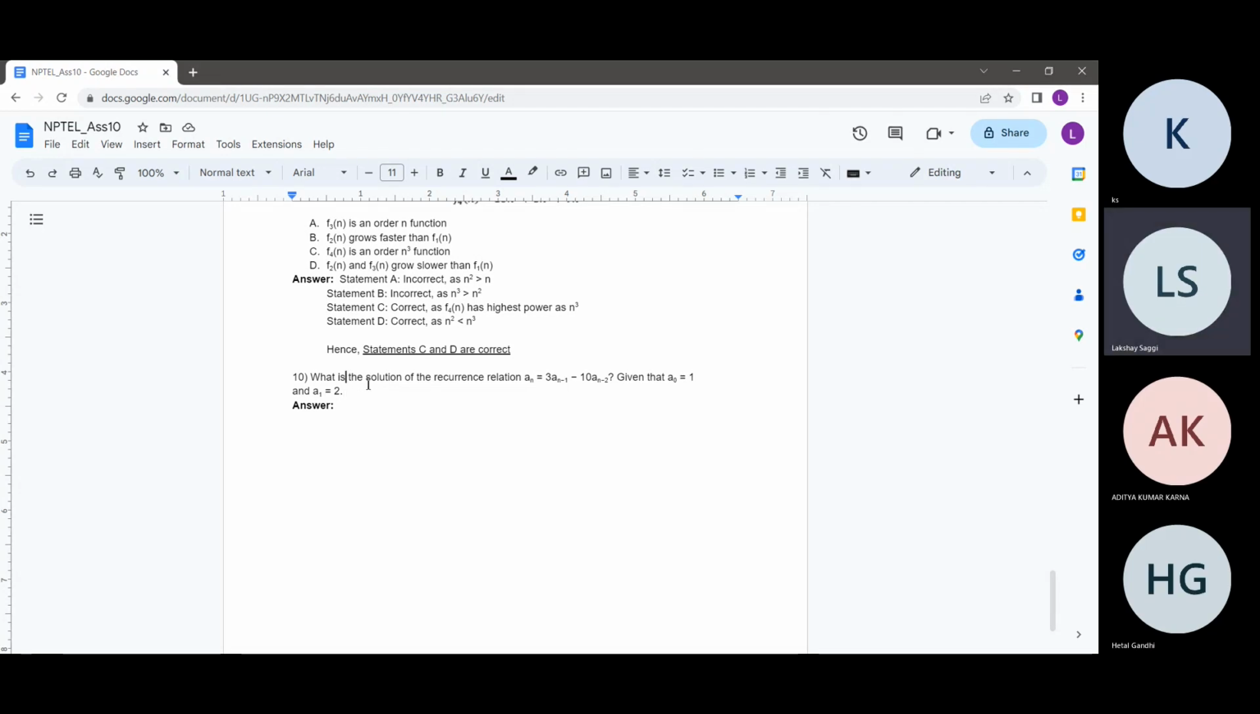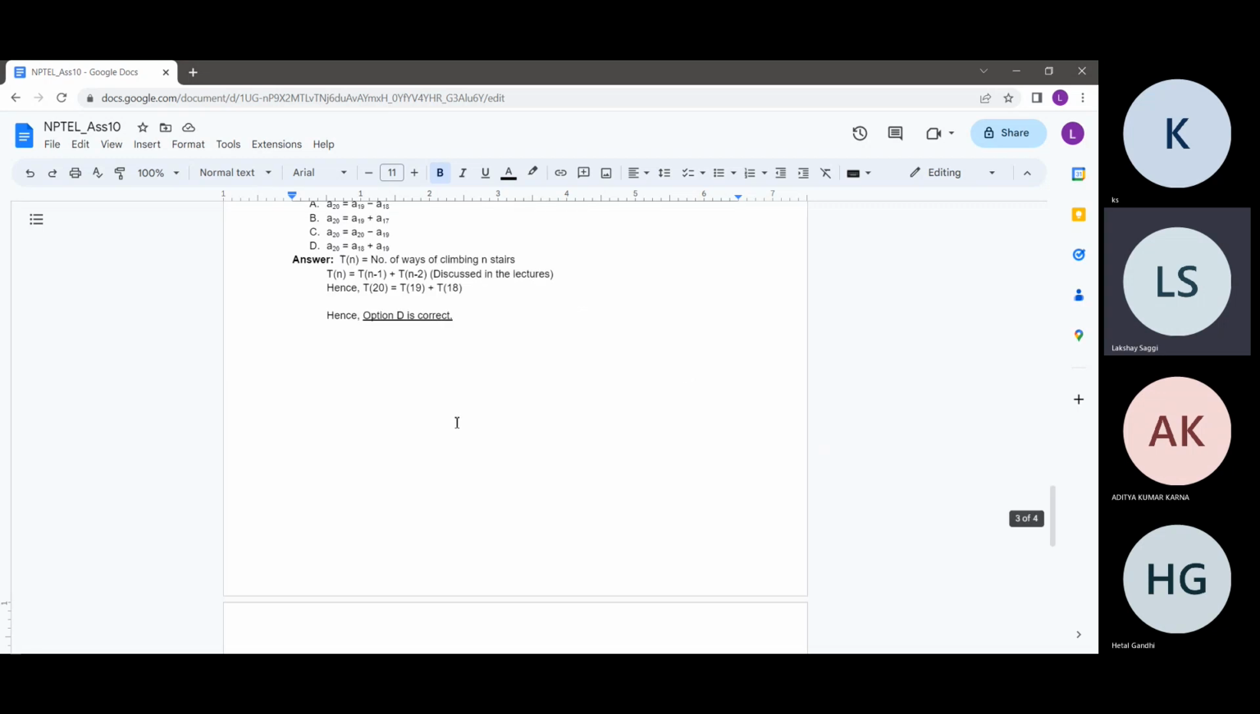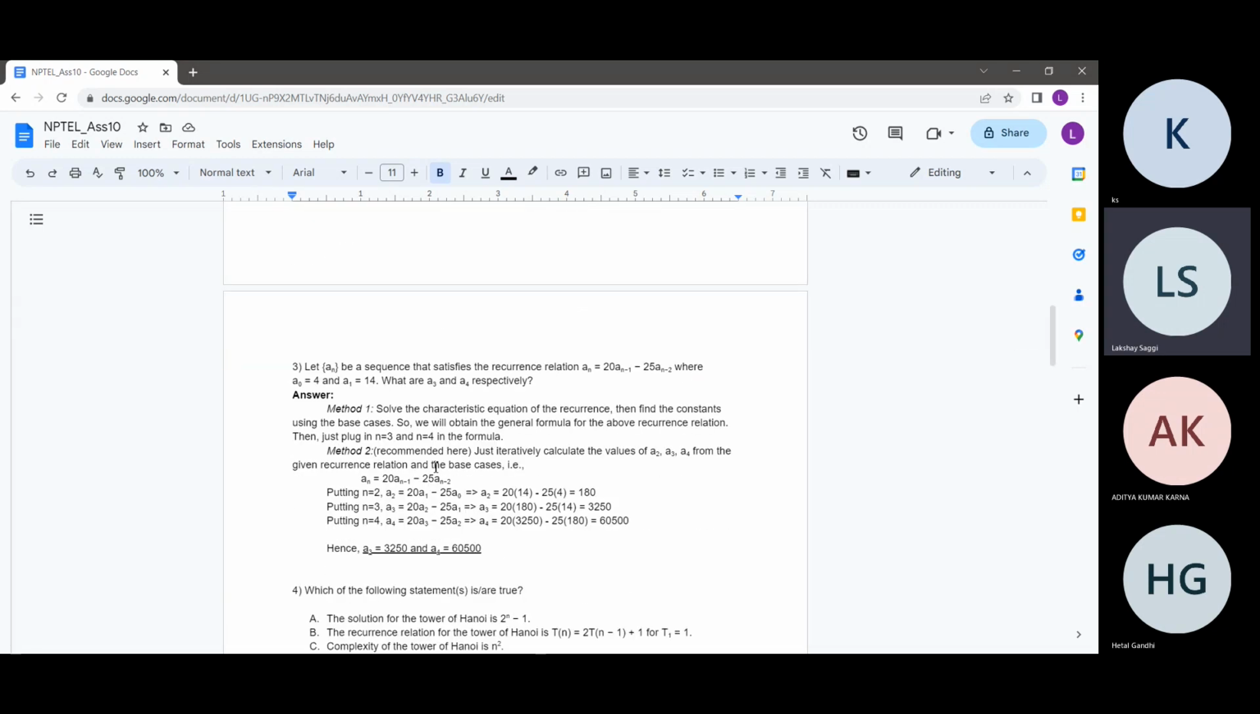So the 10th question is asking us, what is the solution of the recurrence relation a_n equals 3 times a_(n-1) minus 10 times a_(n-2), given that a_0 is 1 and a_1 is 2. So it's just asking us to solve the recurrence and find the general formula, similar to the third question, where we had a recurrence and were given base cases.